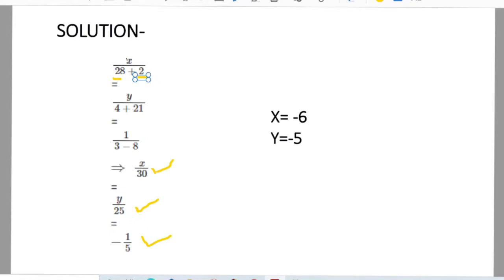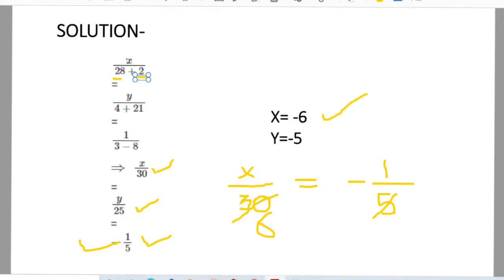Now we need to equalize. What do we need to equalize? We have a variable, but we still have a constant as well, and the constant is the value of 1, which is -1 by 5. So we will equalize this: X upon 30 equals -1 by 5. 5 times 6 is 30, and minus will be added here. So the 6 will go there, it will be -6. The value of X is -6.